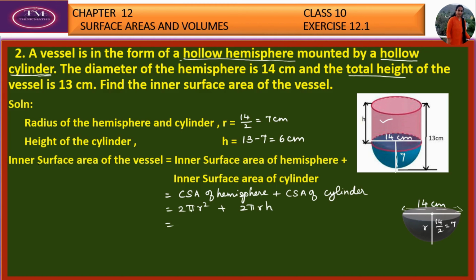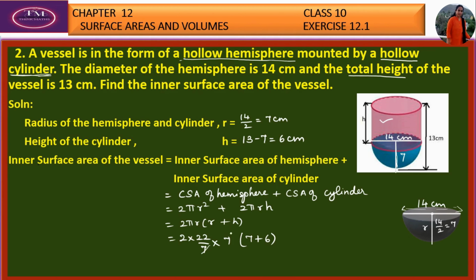So what is common? 2 pi and an r are common. So take 2 pi r outside. Remaining we have r here and here it is h. So substituting the values, let us take pi as 22 by 7. It is not given, so we can take it as 22 by 7. What is r? r is 7. So 7 plus, and h is 6.